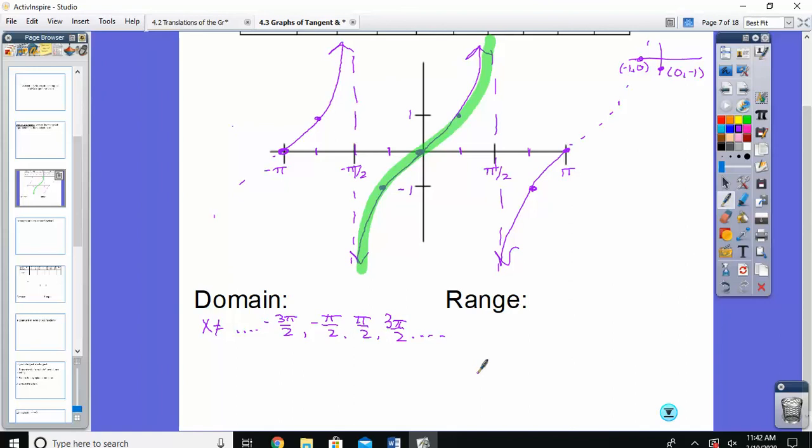The range, what y values does this graph hit? All of them. So it's just negative infinity to positive infinity.